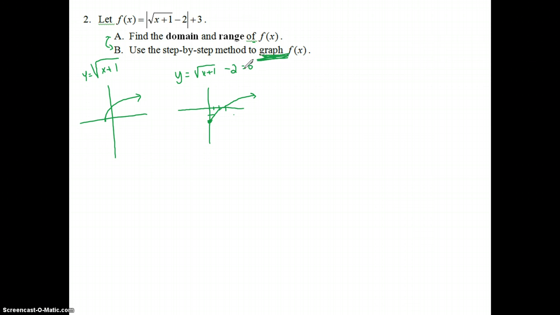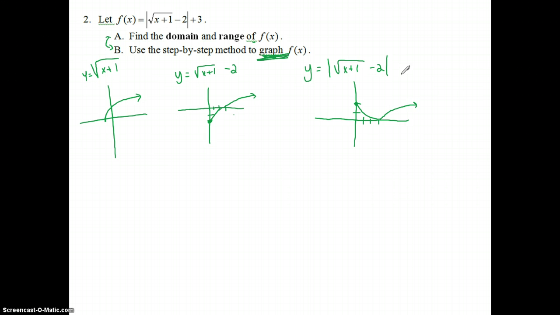Then the next thing, so I don't want you to get confused with this thing here. The next thing we do is we're going to do the absolute value. So now the absolute value takes anything that was underneath the x-axis and brings it up and makes it positive. So here we go, 1, 2. And so now we're going like this and like that.